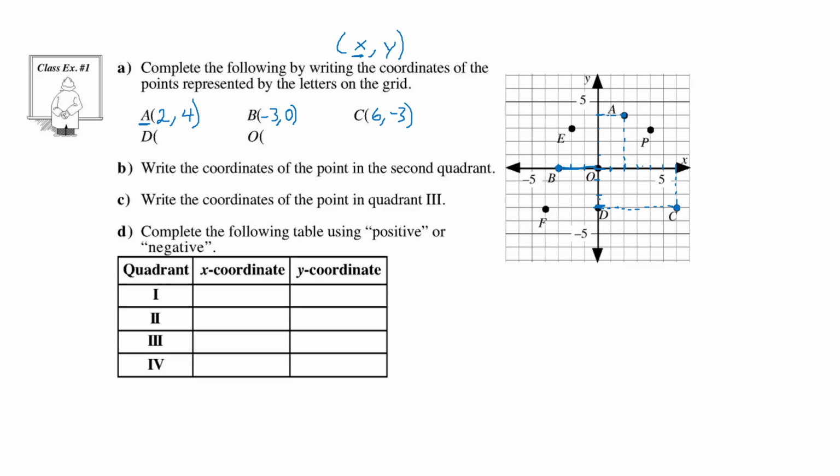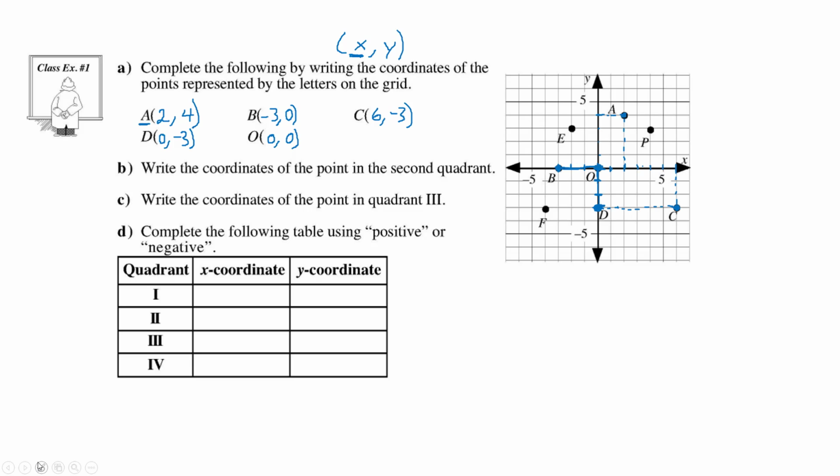Now for D, which is right here, again, we start with moving left or right first. We start with the x-coordinate, which is 0. 0 is sitting on the y-axis. X equals 0 here. And for y, we have -1, -2, -3 yet again. Then we have point O for origin right in the middle here. The origin is point 0, 0.